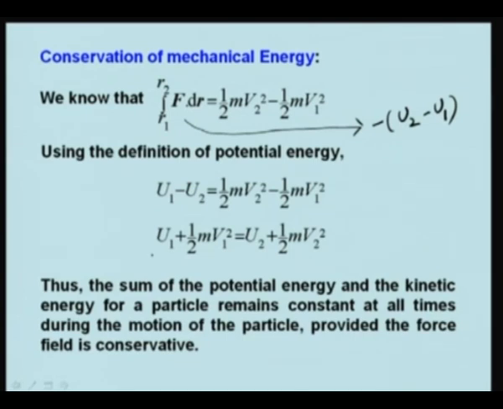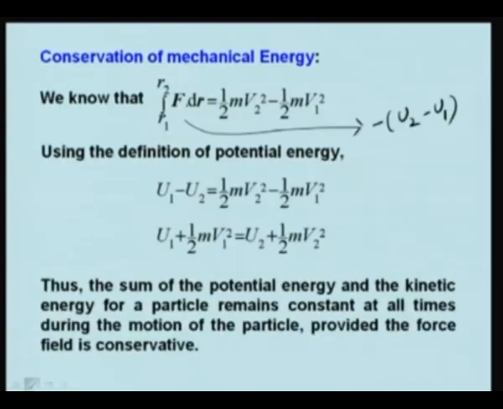Thus, in a gravitational field, the kinetic energy plus potential energy of a particle will remain constant. If you throw a projectile, then during the motion of the projectile, this kinetic energy plus potential energy will remain conserved. It will remain the same throughout its flight.